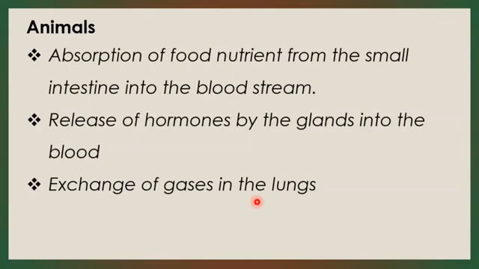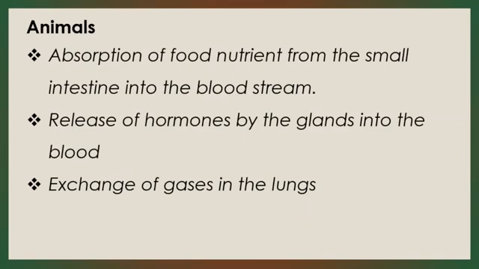The opposite occurs when carbon dioxide wants to escape out of the body. First of all, from the blood, the carbon dioxide diffuses into the air sacs in the lungs and comes out of the body, also by diffusion. So this is exchange of gases in the lungs as another example of diffusion in animals.